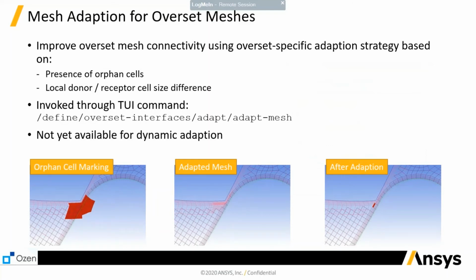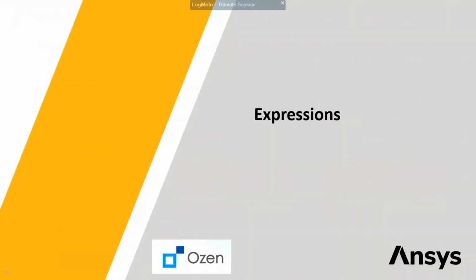And also there's one more thing: the overset mesh has been improved. So the connectivity has been improved by adding a better adaptive mechanism. This could be done by using a one-line command that we can put in the TUI, as you see here.